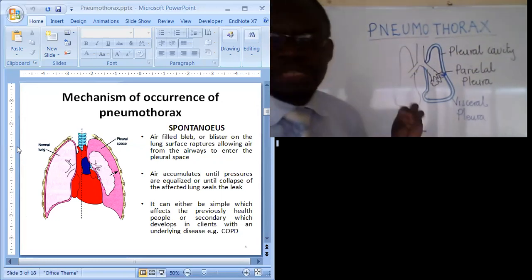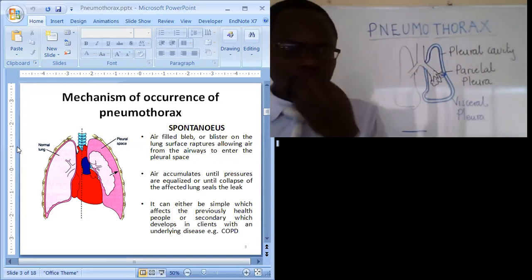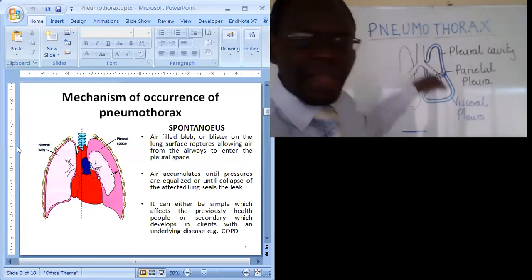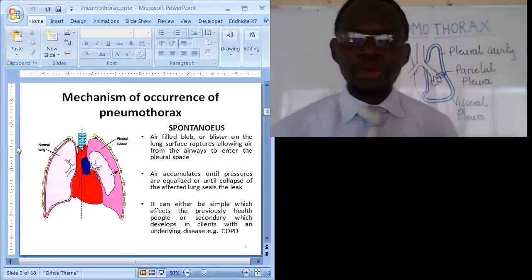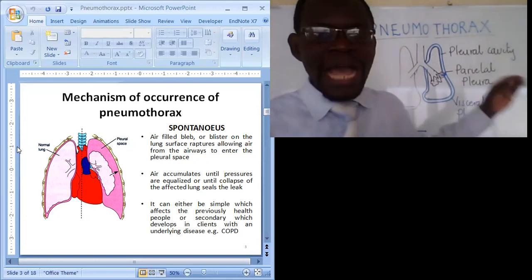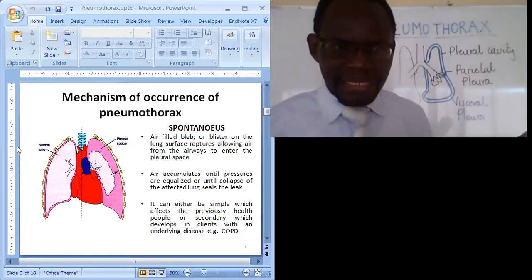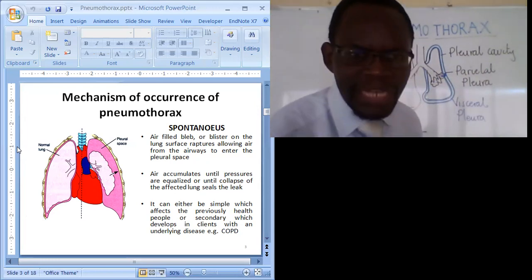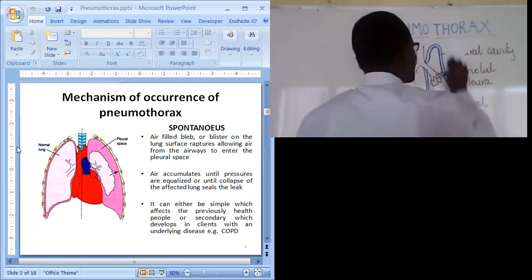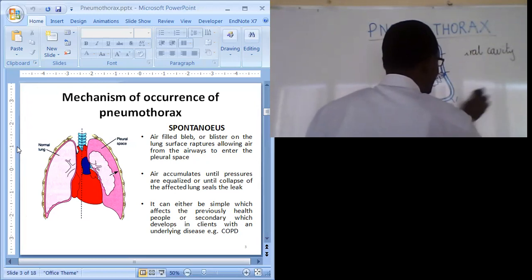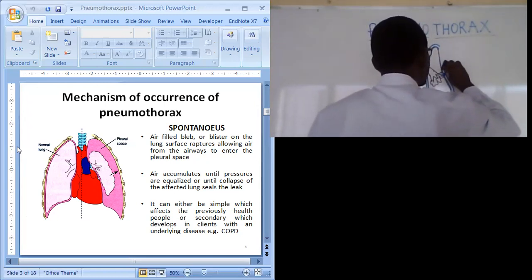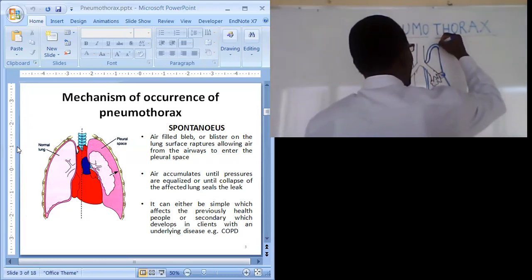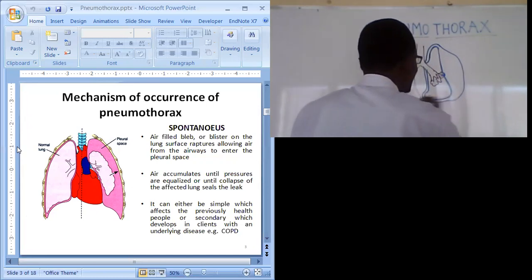Now we refer to that as spontaneous, yeah. So an air-filled bleb or blister on the lung surface ruptures, allowing air to enter into the pleural space, yeah. Now that is spontaneous. Now, as a result, the air accumulates, yeah. So when air accumulates in this space, what actually happens is that the space enlarges, yeah. The space enlarges, yeah.